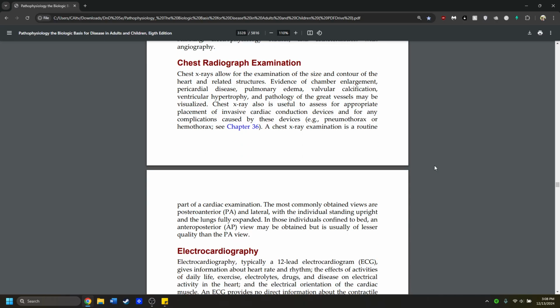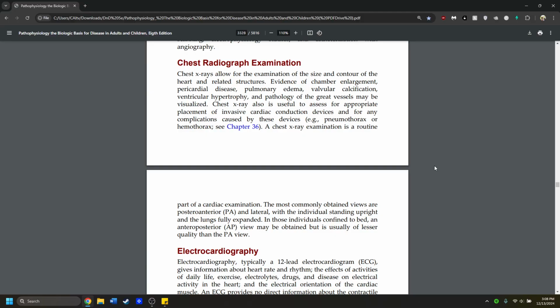Chest x-rays allow us to examine the size and contour of the heart and related structures. Evidence of chamber enlargement, pericardial disease, pulmonary edema, valvular calcification, ventricular hypertrophy, and pathology of the great vessels may be visualized. A chest x-ray also has been useful to assess for appropriate placement of invasive cardiac conduction devices and for complications caused by these devices, such as a pneumothorax or hemothorax.